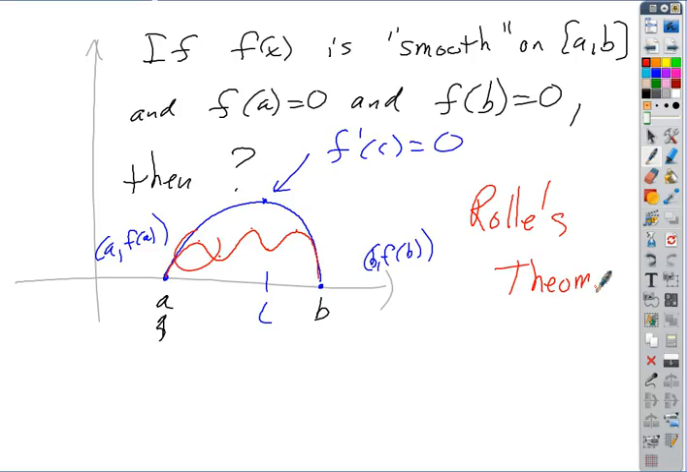Now, the way they say this in the book, they always say continuous on the closed interval and differentiable on the open interval. But it's nice, the book doesn't do it, to be able to use that word smooth instead, because it's a double whammy, you get 2 for 1. You get the fact that it's continuous and not jagged, and differentiable.